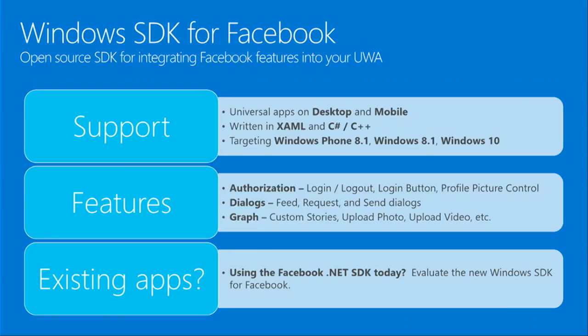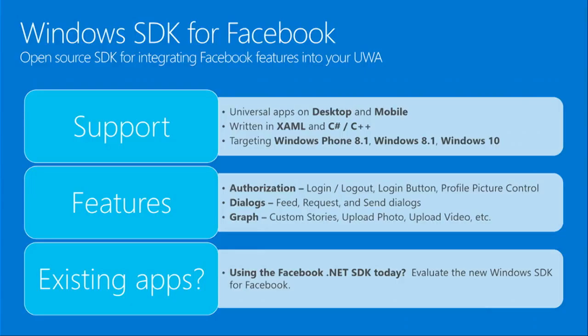The features of the SDK can be lumped into three major buckets: authorization, dialogues, and graph. Authorization represents the key component of Facebook integration, namely using Facebook login in your universal application. This feature set also includes logout, a XAML UI login button, and a profile picture control to retrieve the user's identity.